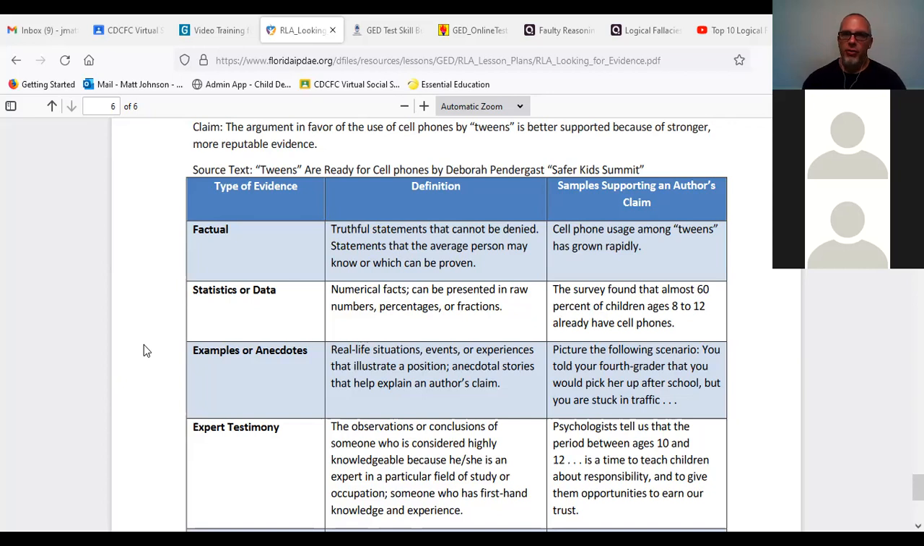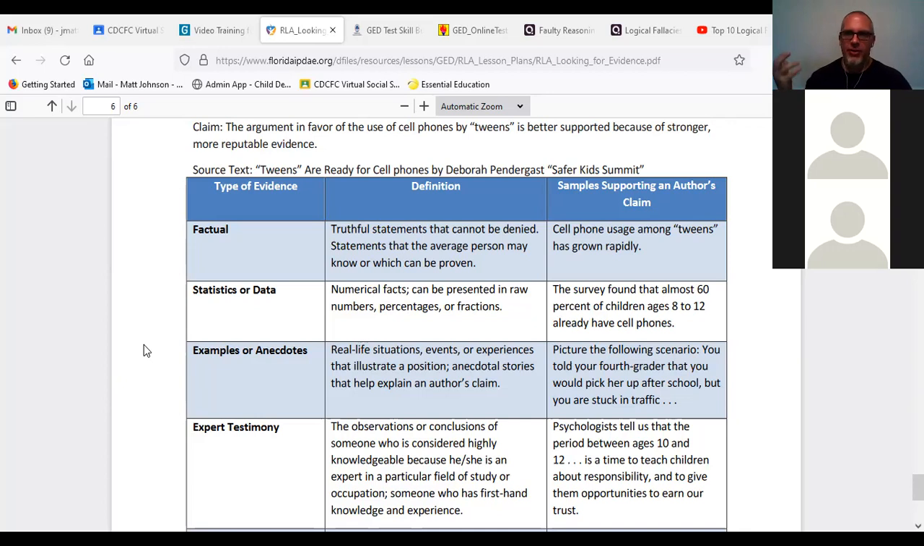Statistical information, right? New numbers. They offer that the survey found that 60% of children ages 8 to 12 already have cell phones, right? Which we've already talked about. You see numbers, that's typically going to be statistical: fractions, percentages, what have you. It's fine as evidence goes, but remember, how they use it is also relevant.